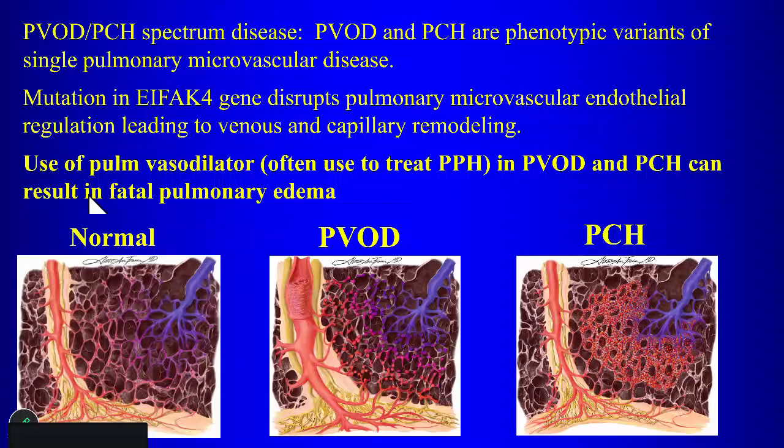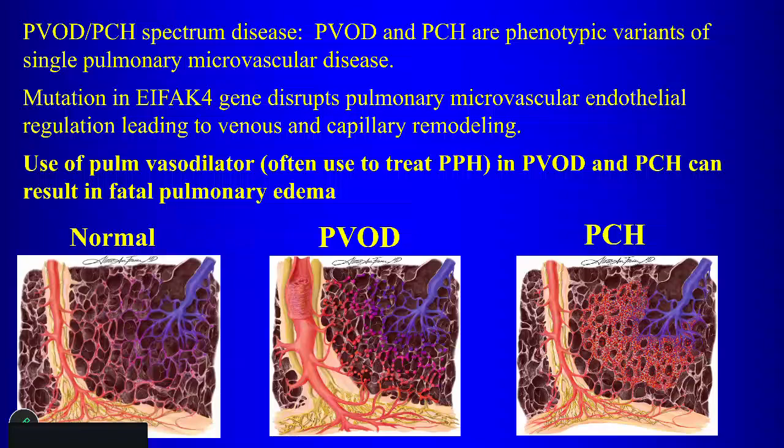Now, having said that, pulmonary veno-occlusive disease and pulmonary capillary hemangiomatosis are now considered the same disease, just different phenotypic variants of the same underlying disease. It's a mutation in this particular gene that disrupts the pulmonary microvasculature. And so that leads to venous capillary remodeling. Sometimes patients have overlapping of both, but it's rare, it's genetic, it's in younger patients.